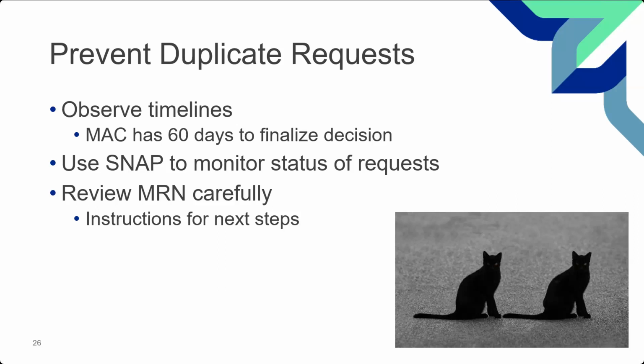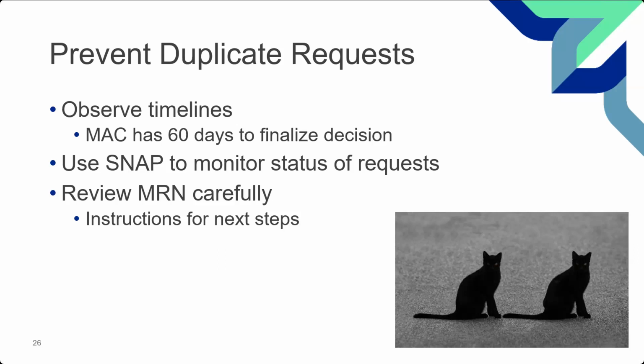We have some reminders that are going to help you avoid submitting duplicate redetermination requests. We already talked about timelines for submission, but also observe our timelines as well. MACs have 60 days to make a decision once we receive a valid redetermination request. Don't submit an additional redetermination on the same service within that 60-day period.